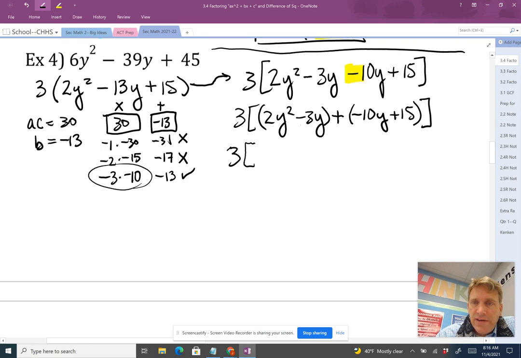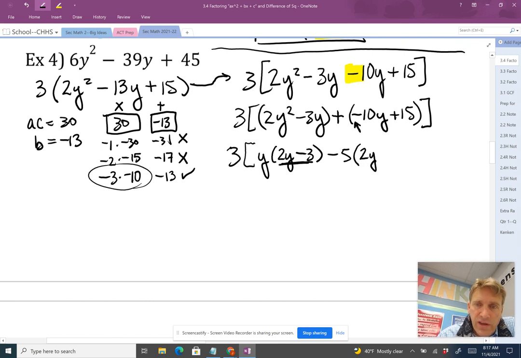2y squared and minus 3y have a y in common. So take the y out. We're left with 2y minus 3. Negative 10y plus 15. When you have a negative as your leading coefficient, when you're factoring out the GCF, you want to factor out the negative. And so we put minus 5. And then minus 5 times what number is 10y? 2y. So far, so good.